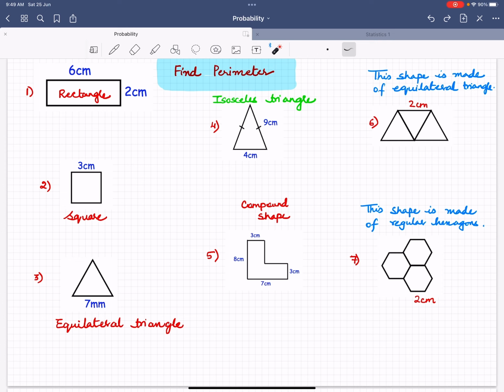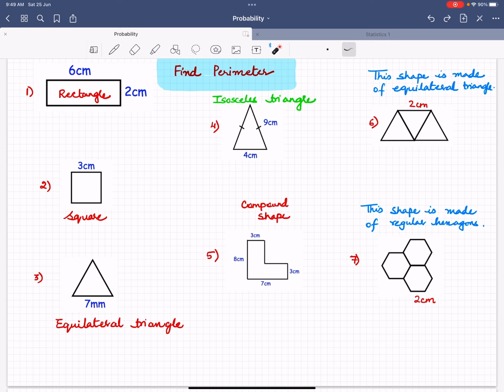It is very important to know properties of shapes before calculating perimeter. Let's solve a few questions to understand the concept of perimeter. Let's look at question number 1. The shape given is a rectangle.